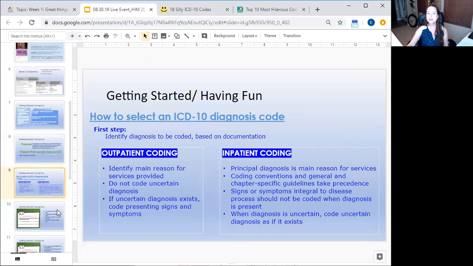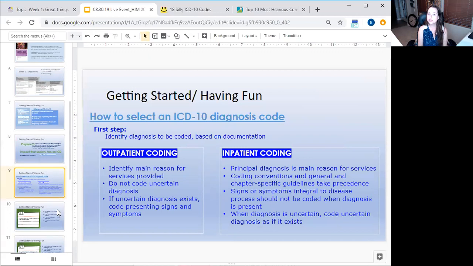Okay, so how to select an ICD-10 diagnosis code? I'll go into that in more detail in tonight's live event number 1, but here are some first steps. The first thing it's important to do is identify the diagnosis to be coded based on documentation. Documentation is really the biggest component of this: what the physician documents, and what the diagnostic results tell you.